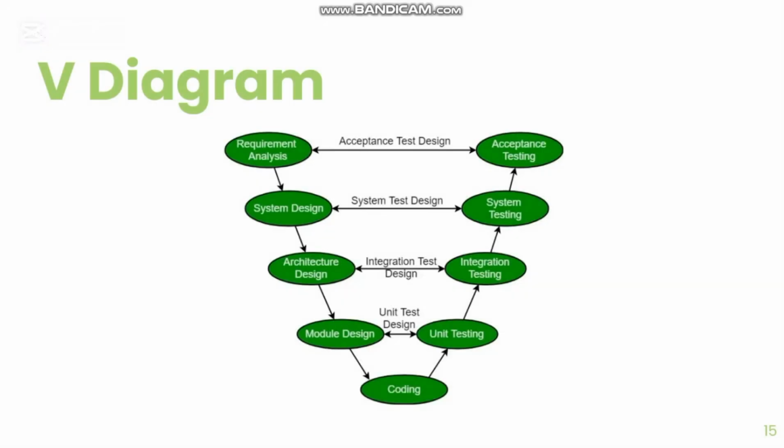This is the V diagram. Here you can see that we have testing in parallel with each step. In parallel with requirement analysis, we have acceptance testing. For system design, we have system testing. For architecture design, we have integration testing, and for module design, we have unit testing, which is at a very basic level.